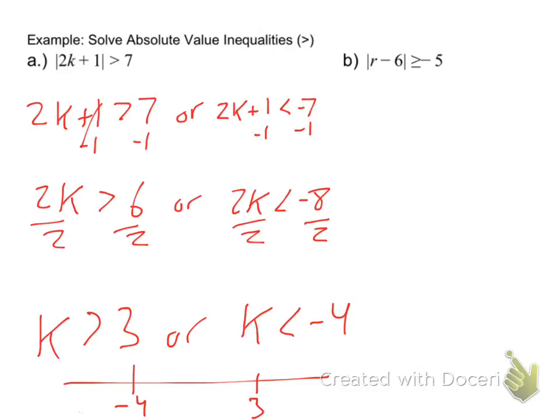Negative 4, 3. Open or closed dots, guys? Open. Let's check the k greater than 3 side. If I put in negative 4, is negative 4 greater than 3? No. So therefore, I shade on the right side of 3. If I put in 3, is 3 less than negative 4? No. So I'm going to shade away. It's an or statement. They should go away from each other, right? Okay. Should.